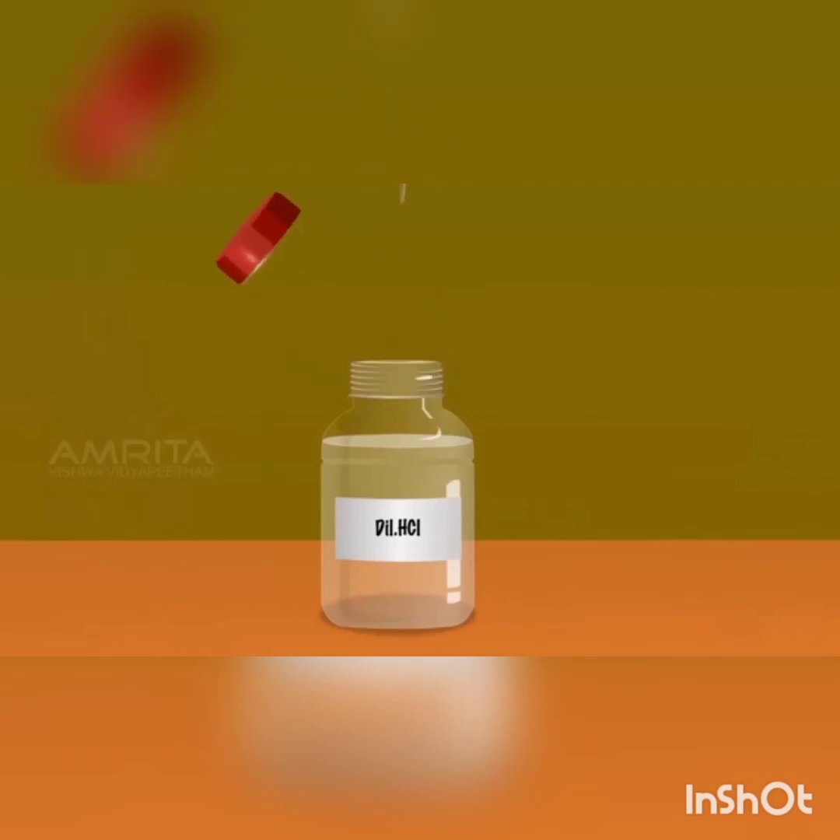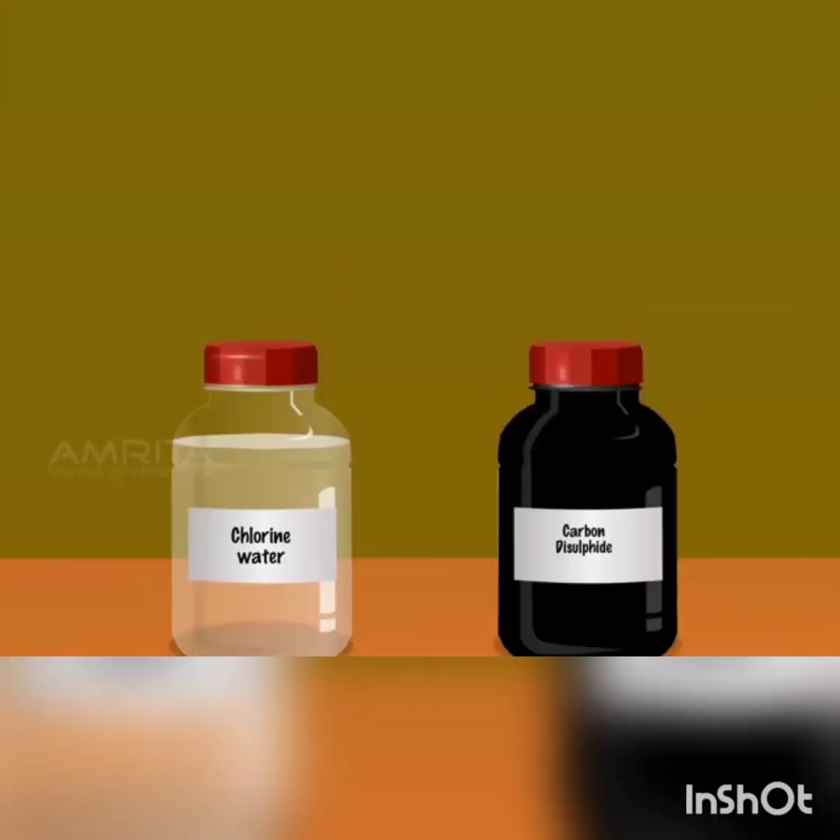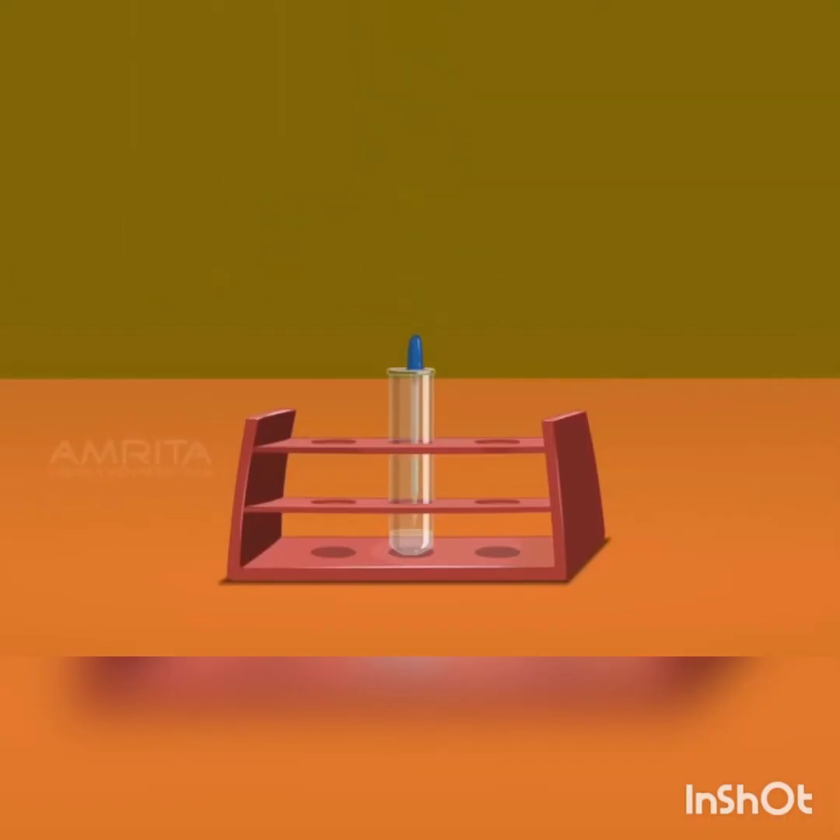Use another dropper. Take a small amount of dilute hydrochloric acid. Add dilute hydrochloric acid into the test tube containing Lassaigne's extract. Take a small amount of carbon disulfide using another dropper. Add carbon disulfide to the test tube. Carbon disulfide forms a separate layer above the Lassaigne's extract.